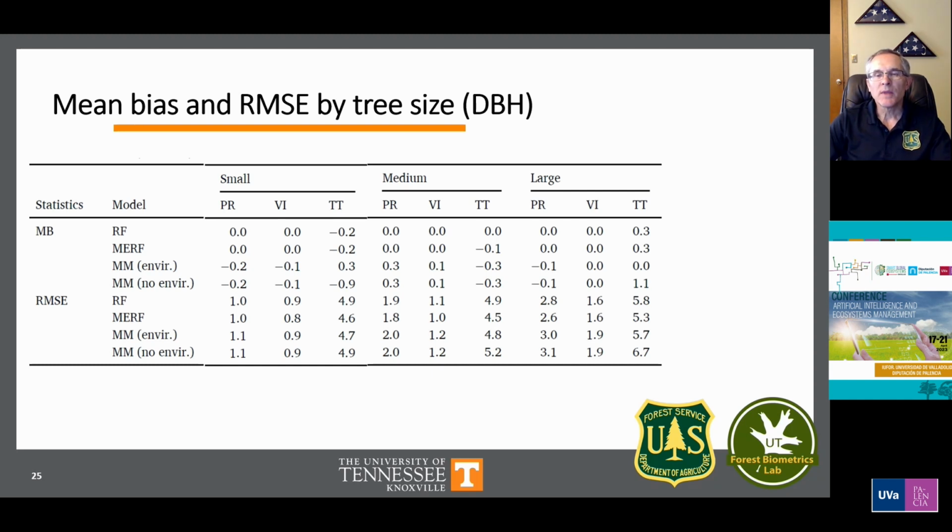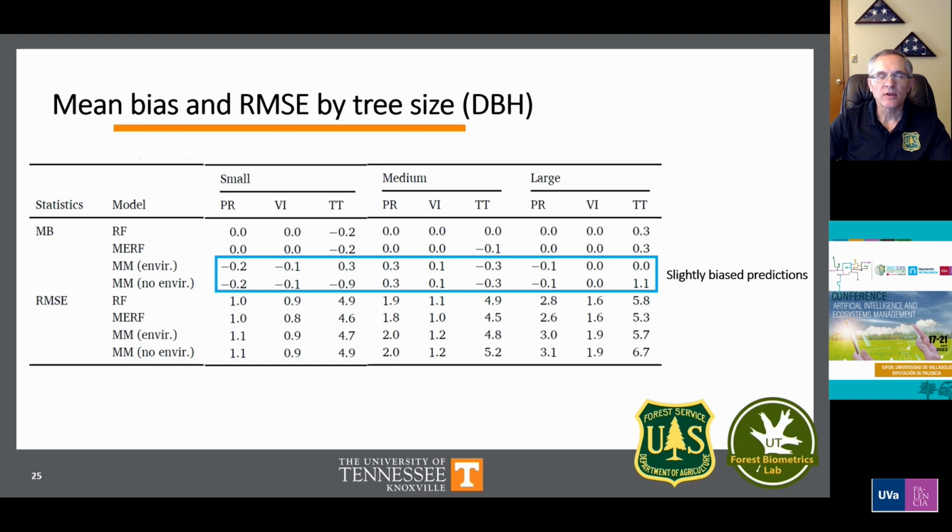So now let's look at the mean bias and root mean square error by tree diameter class. We grouped DBH into three classes: small, medium, and large. The parametric model showed slightly biased predictions across all tree sizes and islands. We also found there was a lower root mean square error in the US Virgin Islands compared to the other islands.